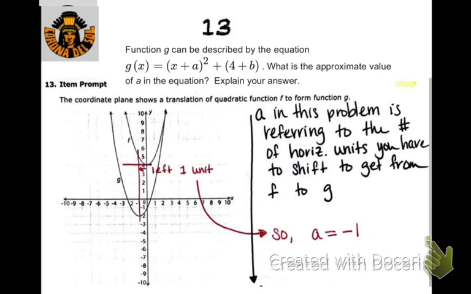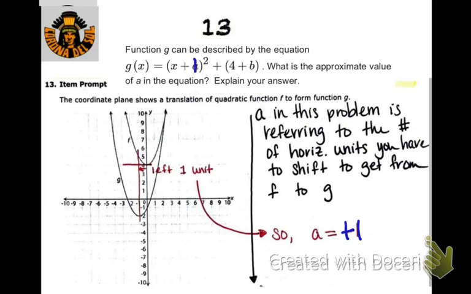Okay. To go from F to G, it looks like the graph has been shifted 1 unit to the left, and we know that when we go 1 unit to the left, that would actually be adding 1. So I'm not sure how I didn't get my plus 1 there, but this is actually a plus. A would be plus 1 in that spot. So yeah, that'd be a 1 right there.